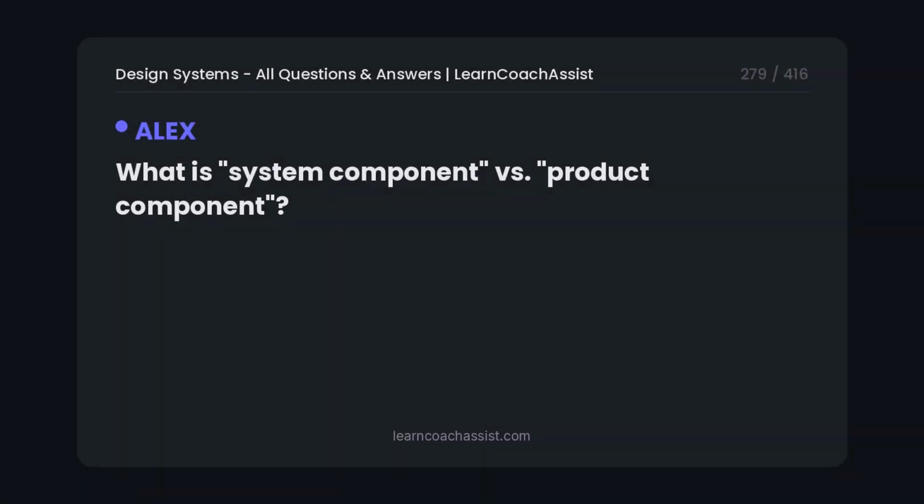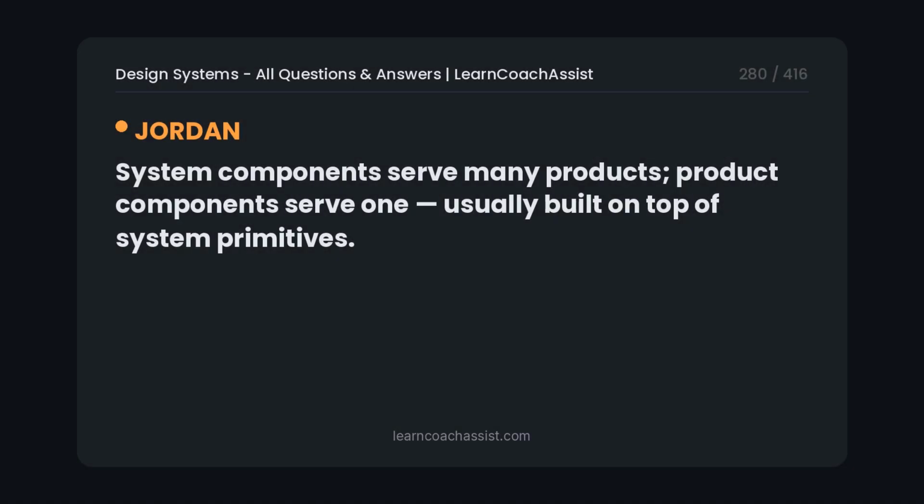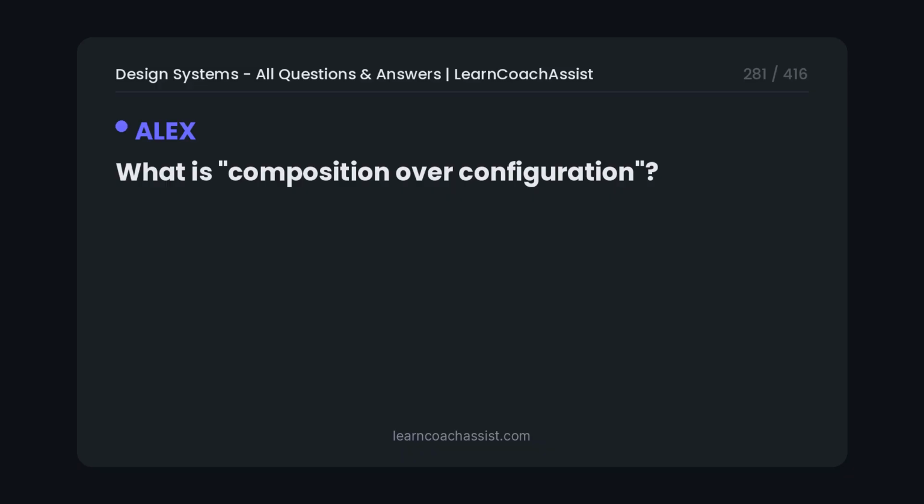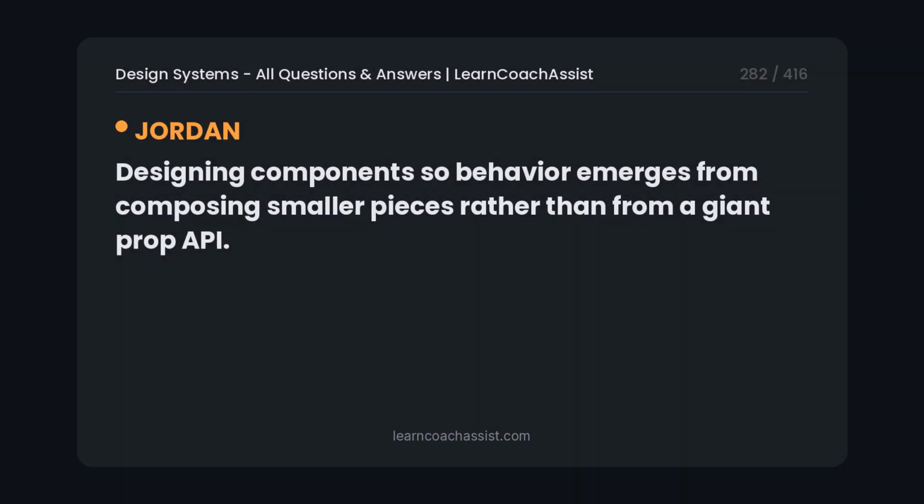What is system component versus product component? System components serve many products, product components serve one, usually built on top of system primitives. What is composition over configuration? Designing components so behavior emerges from composing smaller pieces rather than from a giant prop API.